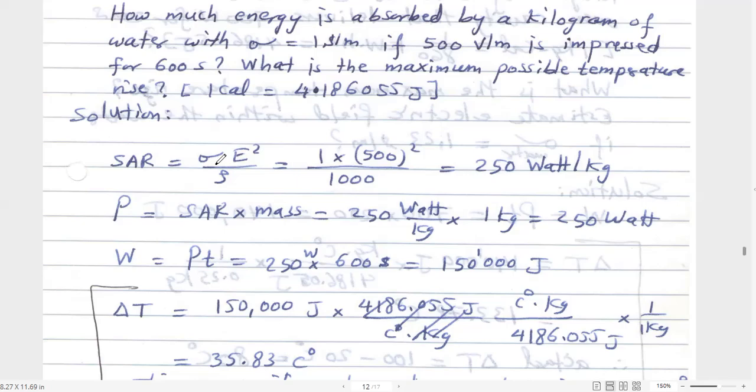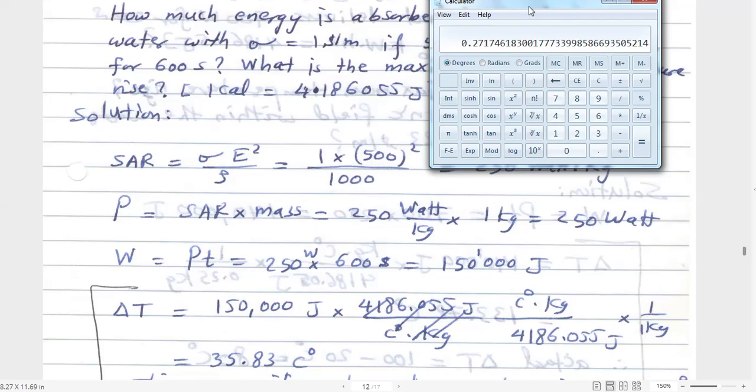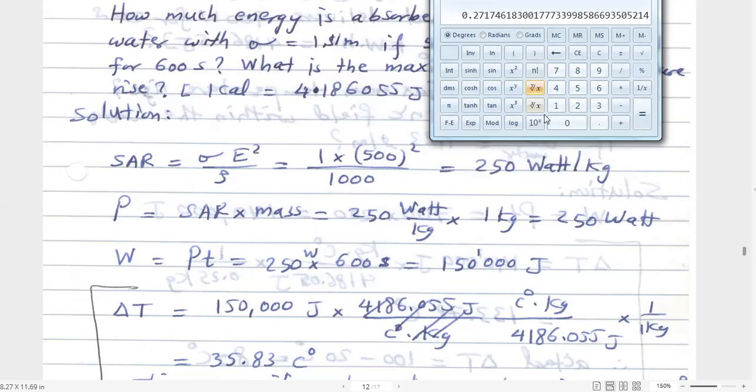Now from this equation, SAR, specific absorption rate, equals sigma E squared over rho. Sigma, the conductivity, is 1 Siemens per meter, the electric field is 500 volts per meter, and rho, the mass density of the water, is 1000 kilograms per meter cubed. Now we calculate this. 500 squared divided by 1000 equals 250 watts per kilogram.